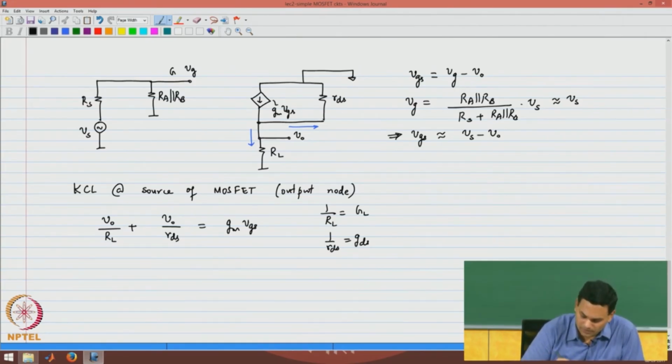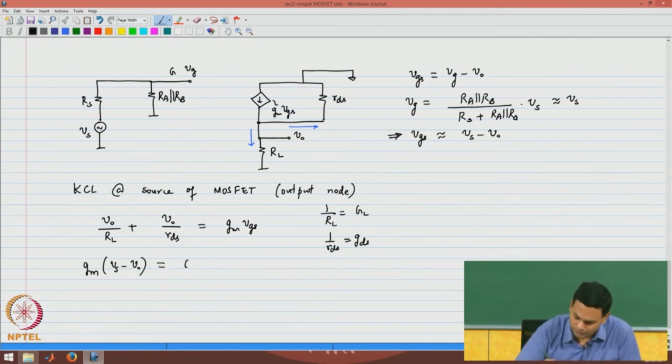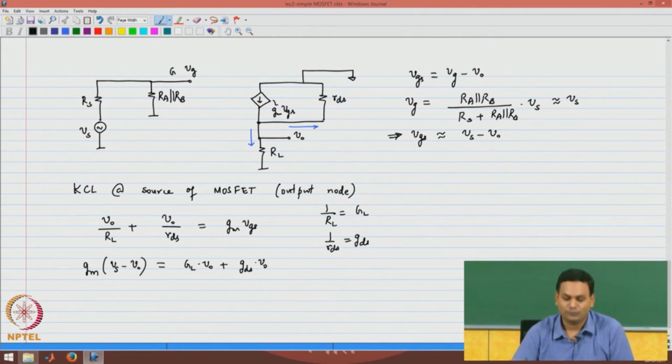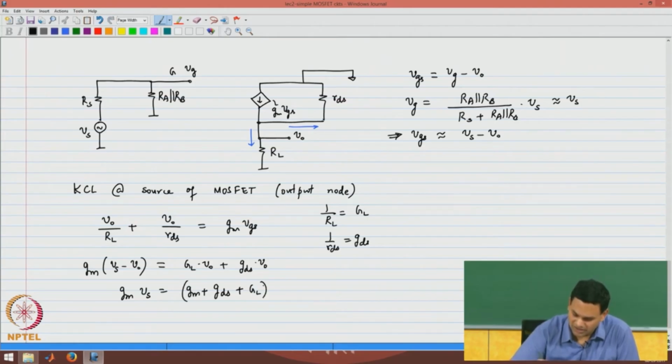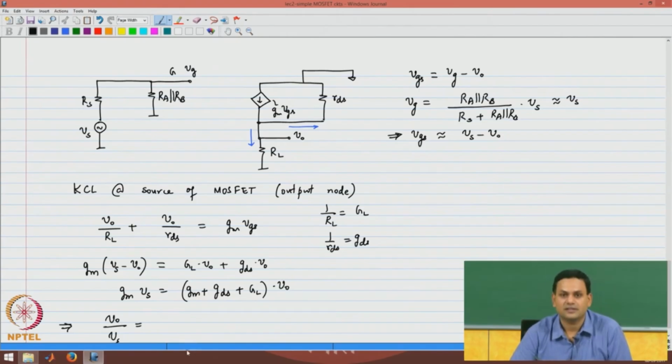So, now, gm times vs minus vo is equal to GL times vo plus gds times vo, and therefore, gm times vs is gm plus gds plus GL times vo, and this gives us the expression for the gain of the device, gain of the amplifier.